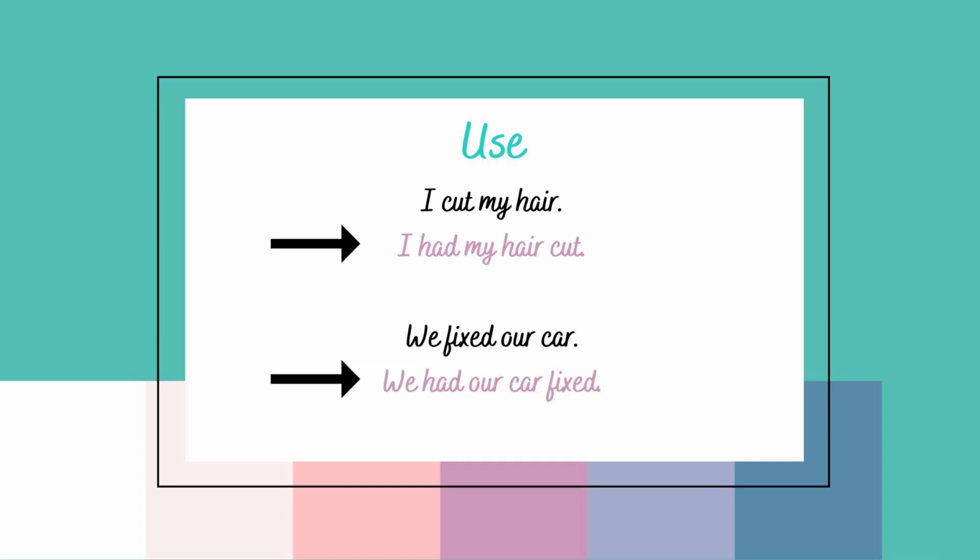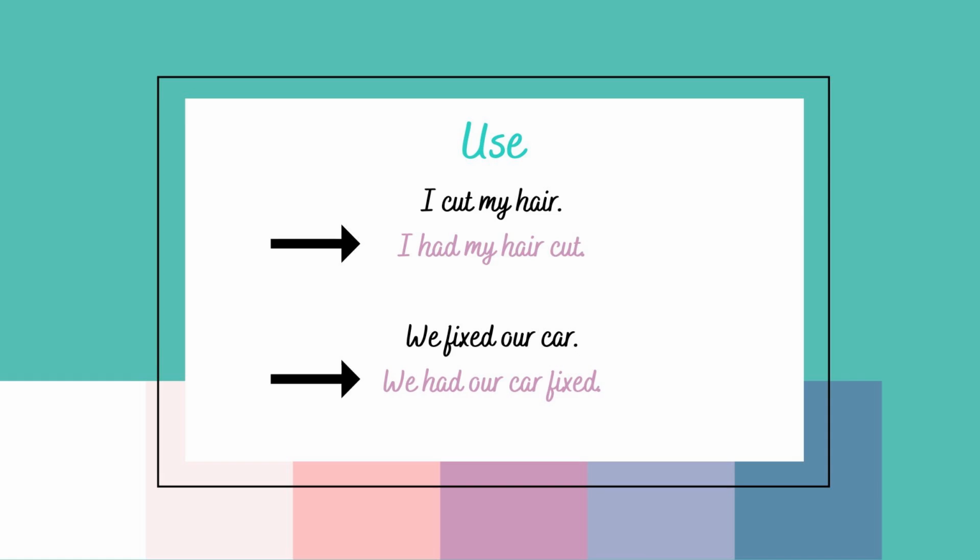Let's look at some examples. I cut my hair would be I had my hair cut in causative. We fixed our car would be we had our car fixed. So in English, if I say I cut my hair, it means that I took some scissors and cut my own hair. But if I say I had my hair cut, it means that I went to the hairdressers and someone cut my hair for me.